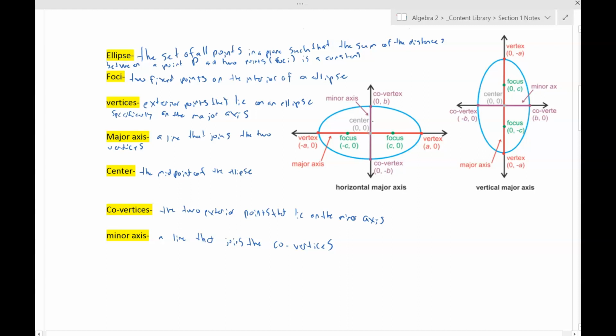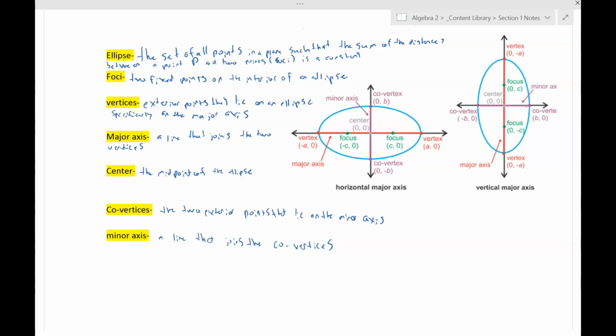And co-vertices: if vertices are the exterior points of an ellipse that lie on the major axis, co-vertices are going to lie on the minor axis, which is basically the opposite of whatever the major axis is. So if your major axis is the x-axis because it's horizontal, then your minor axis is going to be the y-axis. If your major axis is the y-axis, then your minor axis is going to be the x-axis, if you're centered at the origin.